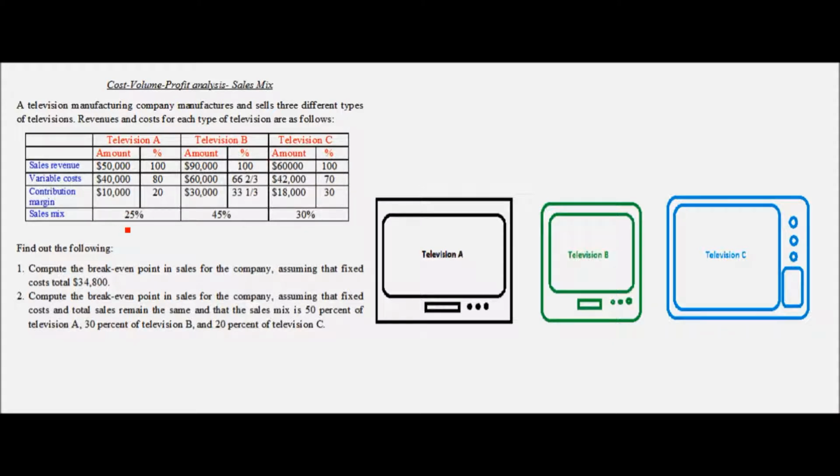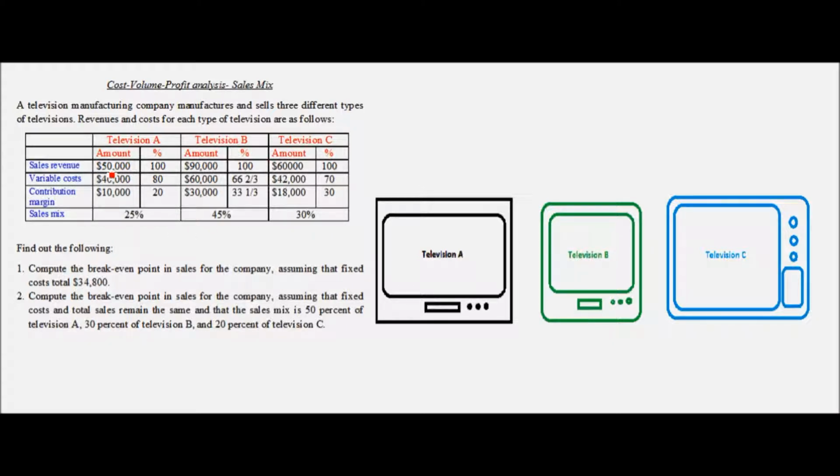Now we have been given the sales mix. That means of the total sales revenue that the company makes by selling these three types of televisions, the ratio of sales revenue from television A is 25, the sales revenue ratio from television B is 45, and that from television C is 30. So let's find out how we get this.